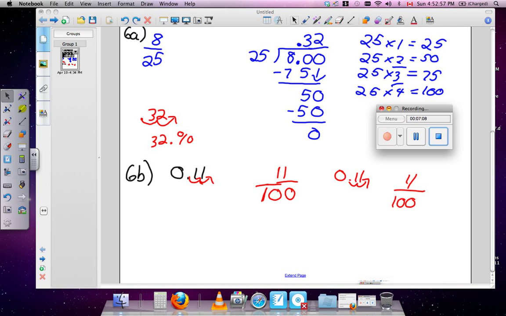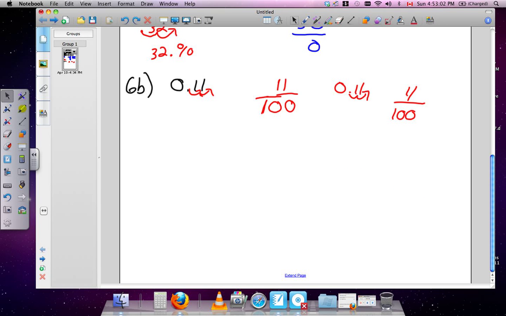So now that we have 11 over 100, I just want to prove it. I want to make sure that that's right. So I'm going to extend this page. We'll keep doing it in red. 11 over 100. If you remember, what that means is 11 divided by 100. So we put our 11 inside, and we have our division divided by 100. Does 100 go into 11? No, so we have to make this bigger.